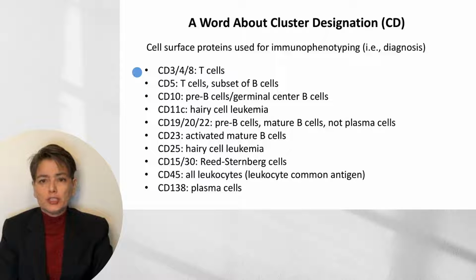Now, typically, it's good to know the CD3, 4, and 8. CD5 can be useful. When we talk about Hodgkin lymphoma, I'll be talking about CD15 and 30. And then we also have CD138 will show up later in this video. I don't really think you need to memorize these, but they can be useful in understanding the diseases we'll be discussing. Let me show you how we might be using these.